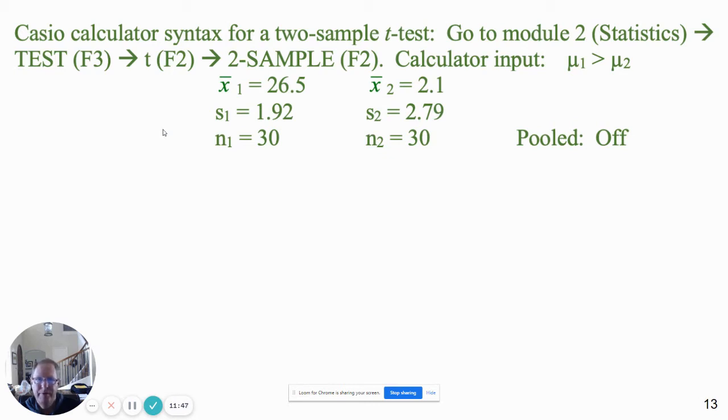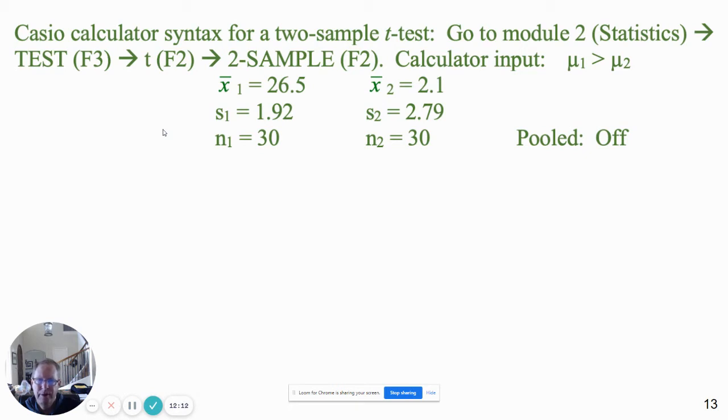When doing t-tests, we always have pooled off. They used to use pooled on before calculators, because calculating the stuff by hand was so cumbersome, and pooling made it a little bit easier. But now that we have calculators, we have pooled off for t-tests. Always have pooled off for t-tests.